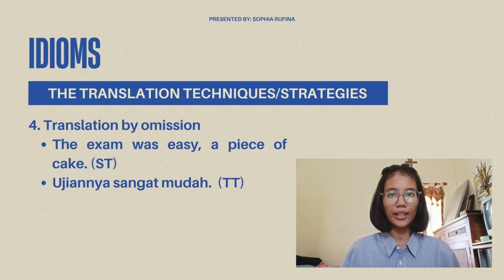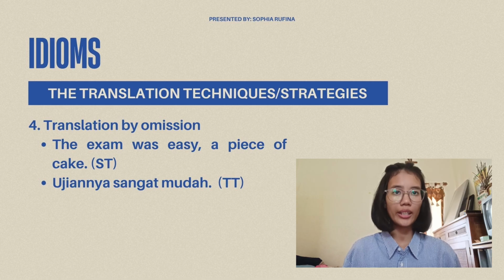Number 4 is translation by omission. Some parts of the idiom are omitted to make the sentence more natural and effective. For example, look at the source text. The exam was easy, a piece of cake. In the target text, the idiom a piece of cake is omitted because the word easy already conveys the meaning clearly in the target language. So it becomes ujiannya sangat mudah.